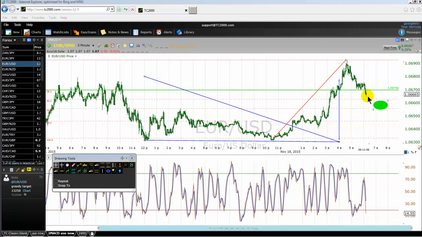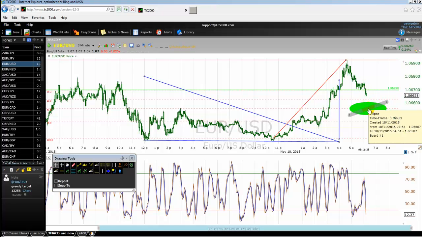Waiting to buy the euro dollar somewhere in this zone here where I place the green spot. Okay, so I want to buy the euro, but it's not yet ready. So I'm just waiting for it to pull back in this zone. But if the euro dollar pulls back into this zone, I will not buy straight away.